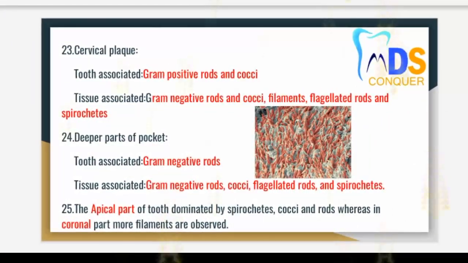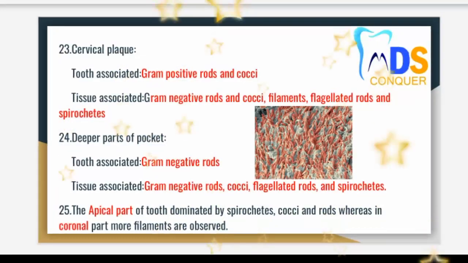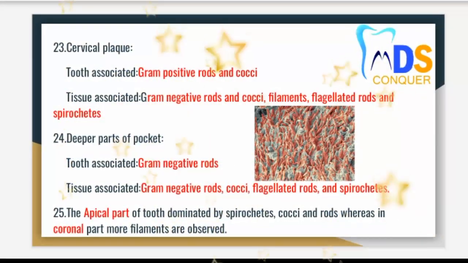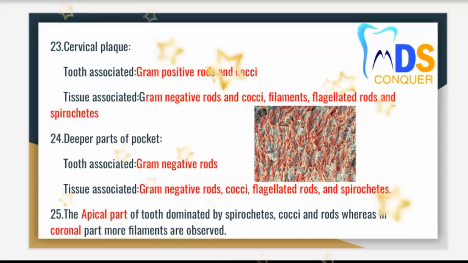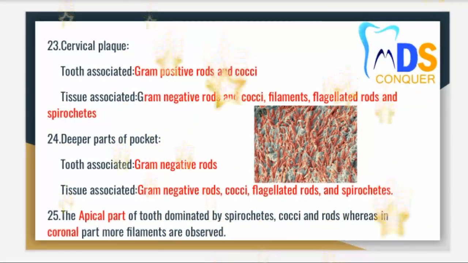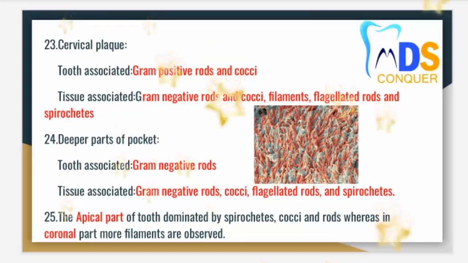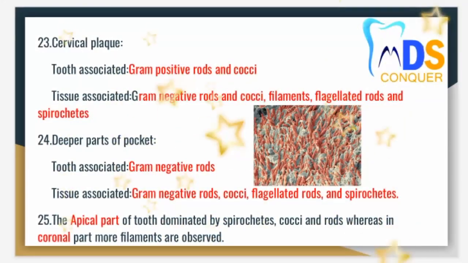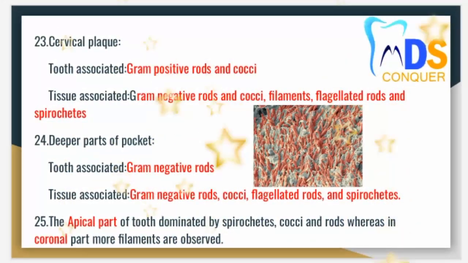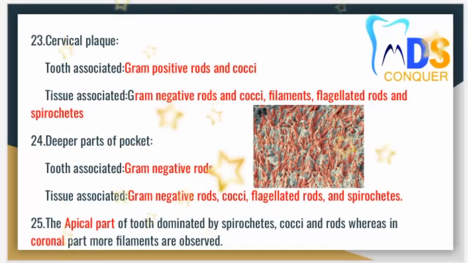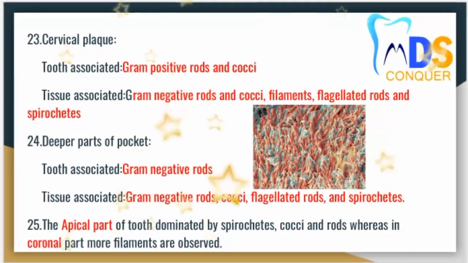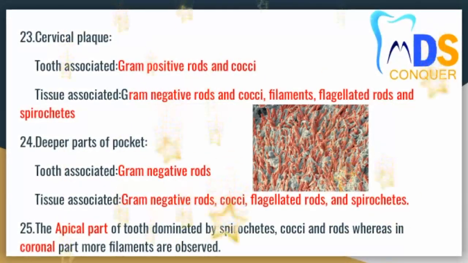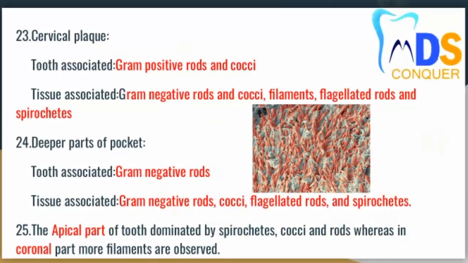Point number 23. In cervical plaque, the tooth is associated with gram-positive rods and cocci, and the tissue is associated with gram-negative rods and cocci, filaments, flagellated rods and spirochetes. Point number 24. In deeper parts of the pocket, the tooth is associated with gram-negative rods and the tissue is associated with gram-negative rods, cocci, flagellated rods and spirochetes. Point number 25. The apical part of the plaque is dominated by spirochetes, cocci and rods, whereas in the coronal part more filaments are observed.